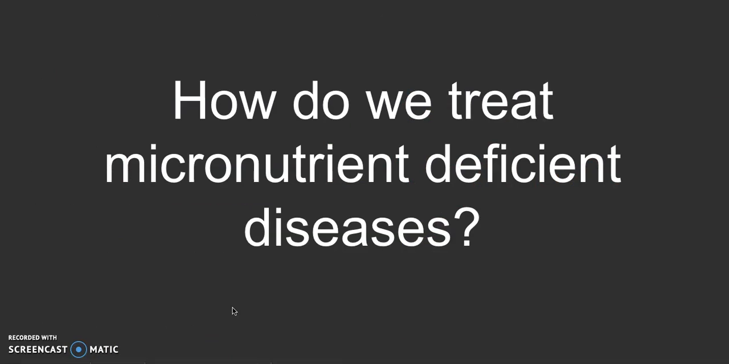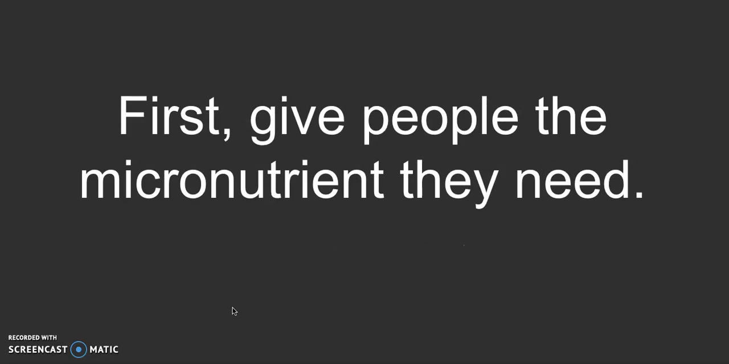So how do we treat micronutrient deficient diseases? On a micro level, on a person-to-person level, it's really easy. We just give people the micronutrients that they need, and we make sure that they can absorb them. So we make sure that there's nothing going on with their gastrointestinal system, and that they have access to that micronutrient. So one example of this might be sometimes women who cover might have low levels of vitamin D from the sun.